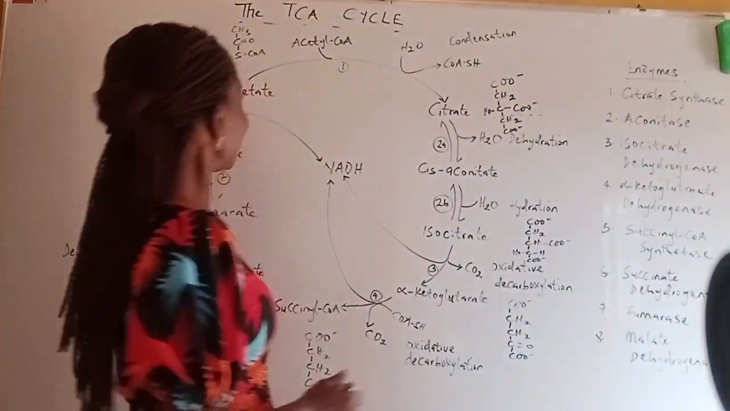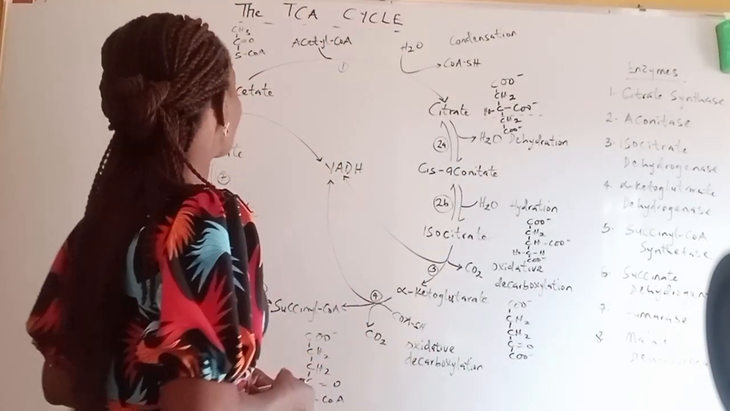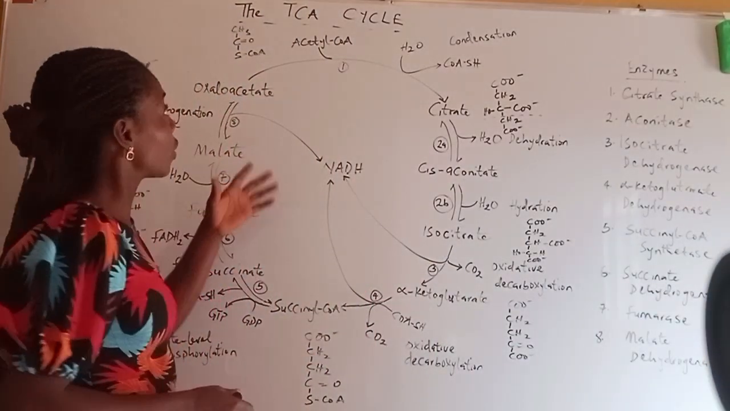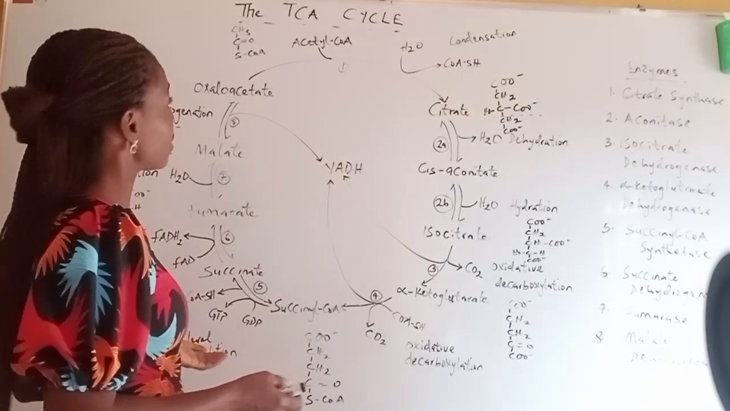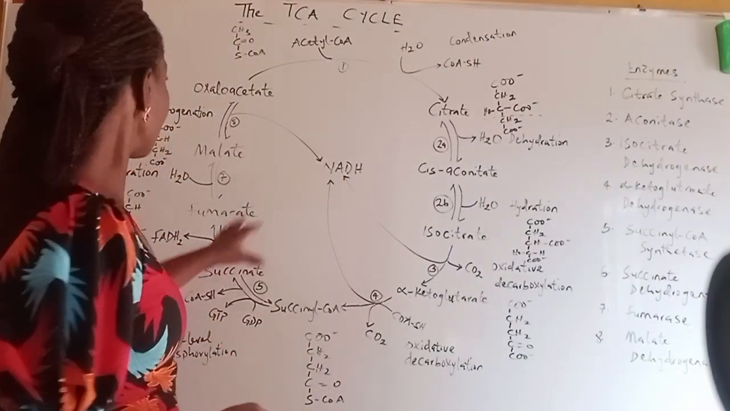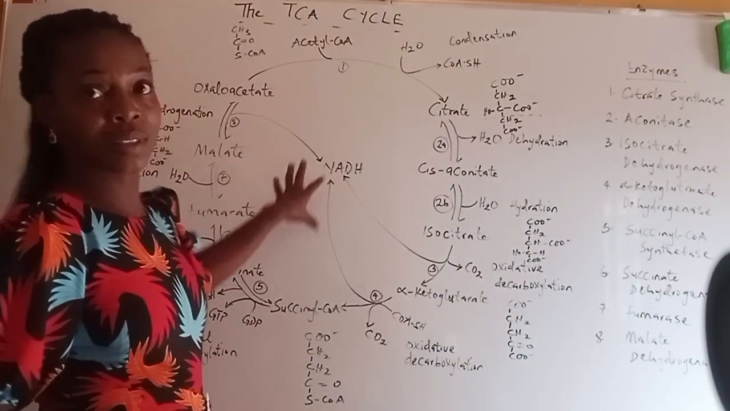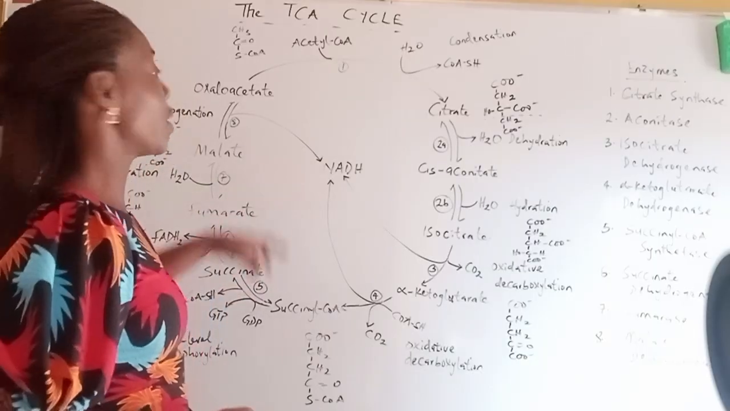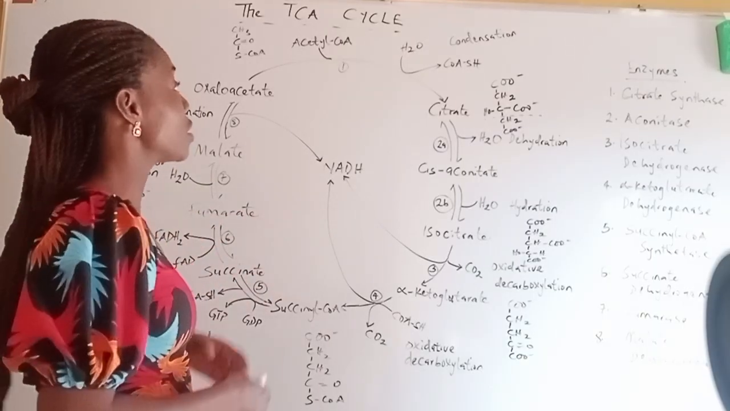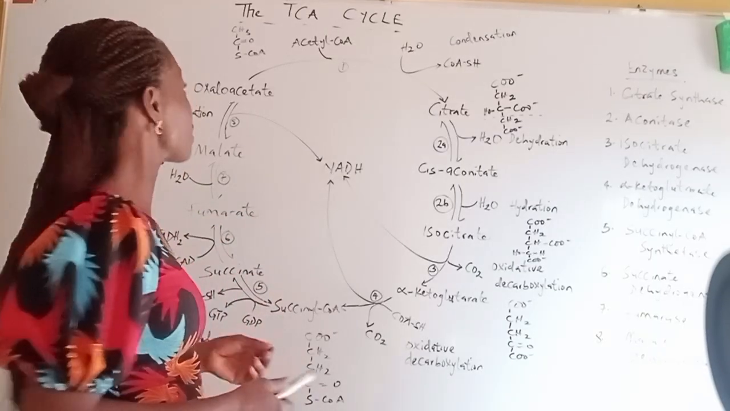We should be looking at the TCA cycle, which we call the tricarboxylic acid cycle, or the Krebs cycle, or the citric acid cycle. Now, this cycle consists of 8 steps. It's one of the major pathways in the metabolism of carbohydrates, proteins, and fats.